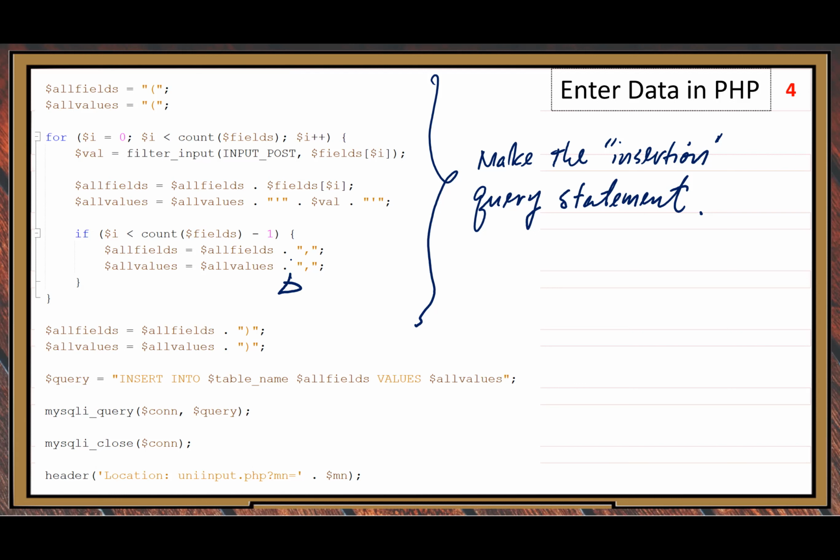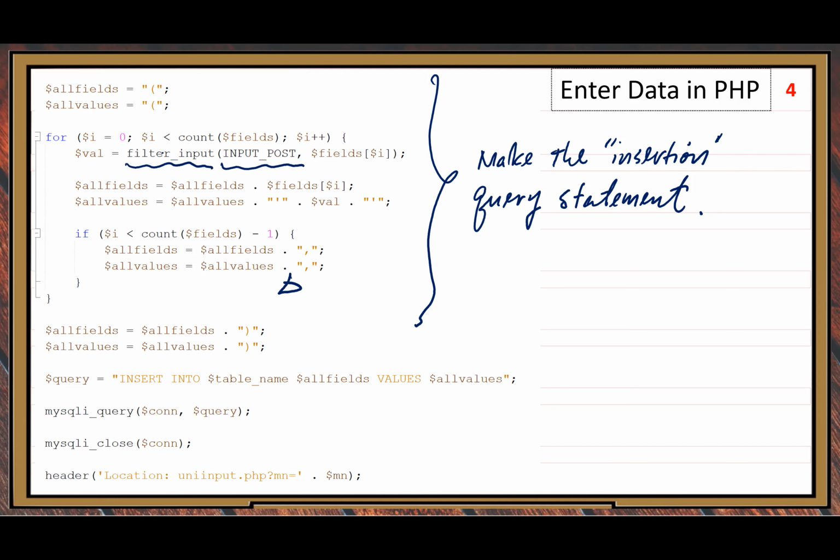So here I assume you are familiar with the insertion statement syntax. Insert, table, fields, values, field names, values. All right, filter post, because we submit data, we use the post method. So input underscore post. After that, we do filtering, right?